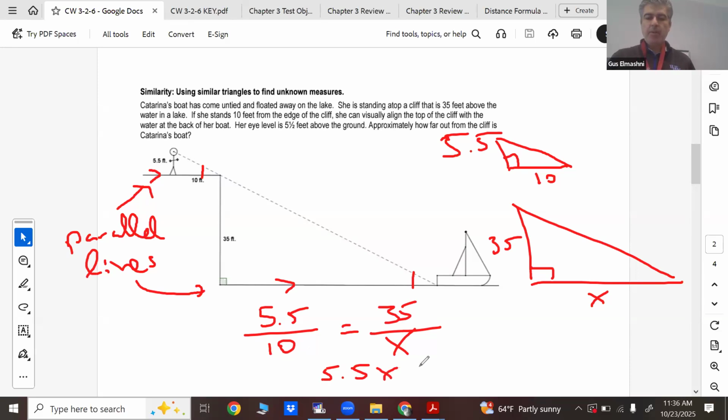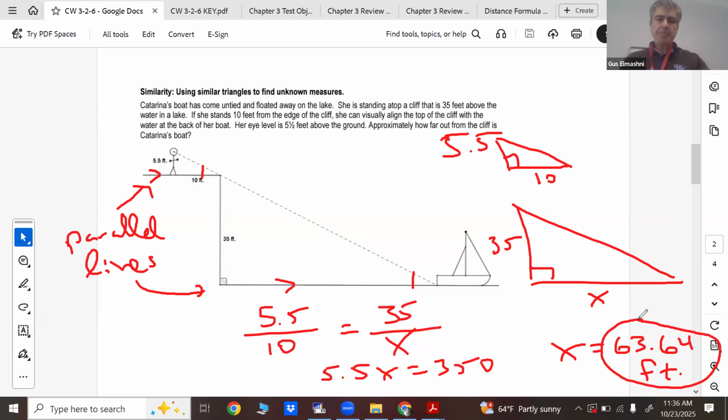5.5x equals 350. Use a calculator, of course. You should get 63.64 feet. And do be mindful how we ask it around. I know the instructions didn't say here, but we will be very clear on our test. Usually like 2 decimal places. That's typically our standard, but we'll specify. We're very careful about that.